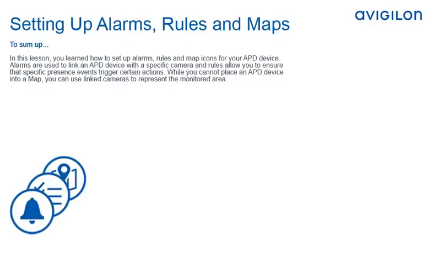To sum up, in this lesson, you learned how to set up alarms, rules, and map icons for your APD device. Alarms are used to link an APD device with a specific camera, and rules allow you to ensure that specific presence events trigger certain actions. While you cannot place an APD device into a map, you can use linked cameras to represent the monitored area.